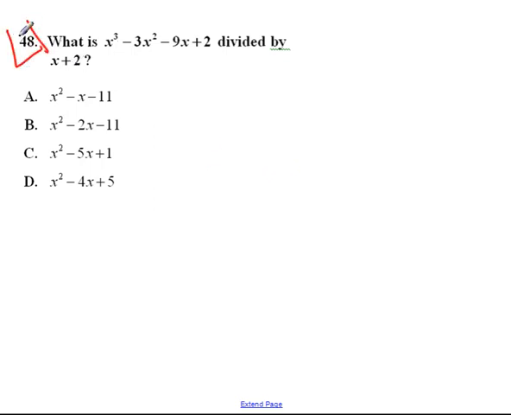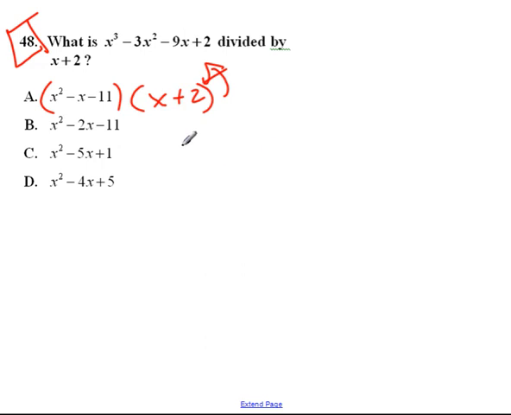Alright, 48. This guy. We didn't talk about it because we are going to get to that probably in the week or two after you come back from final exams. So, a little trick. Divided by this thing. What it really means is if I took this answer choice and multiplied it by x plus 2, would I get back to this?